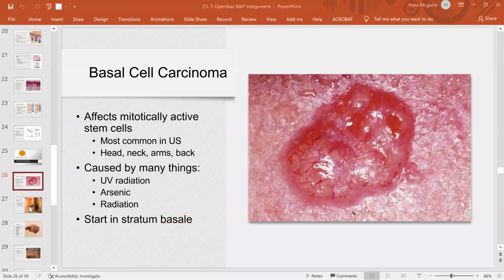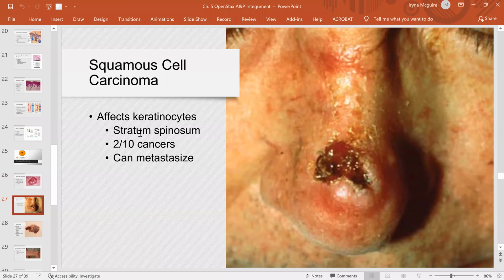Next, squamous cell carcinoma affects keratinocytes and starts in the stratum spinosum. It's two thirds of skin cancers, and this one can metastasize. So it's more aggressive and more dangerous than basal cell carcinoma. And here you definitely see a sore that does not heal. It might have some dry flakes around it.